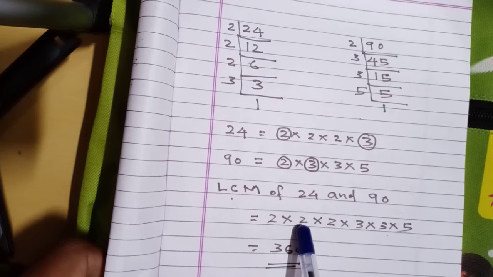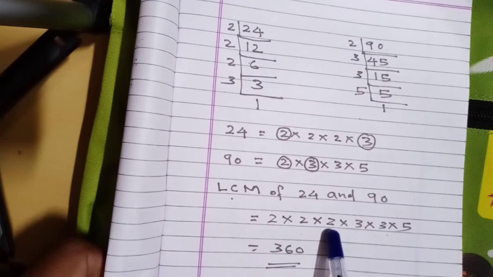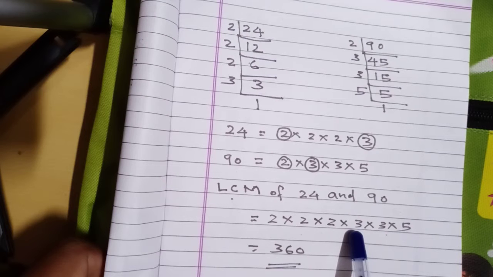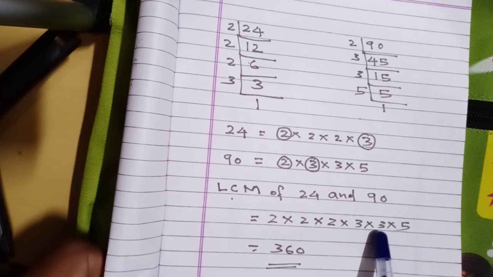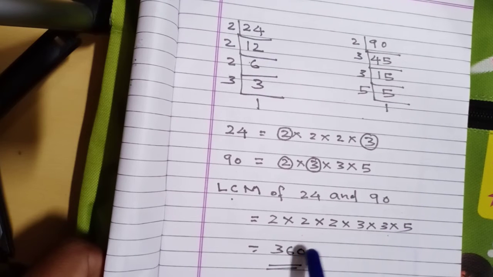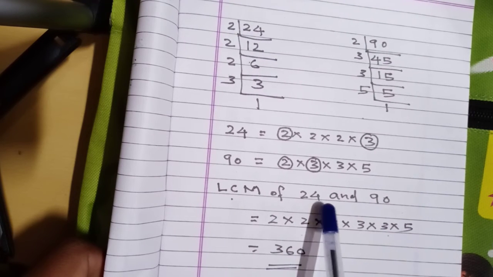2 into 2 is 4. 4 into 2 is 8. 8 into 3 is 24. 24 into 3 is 72. 72 into 5 is equal to 360. So LCM of 24 and 90 is equal to 360.